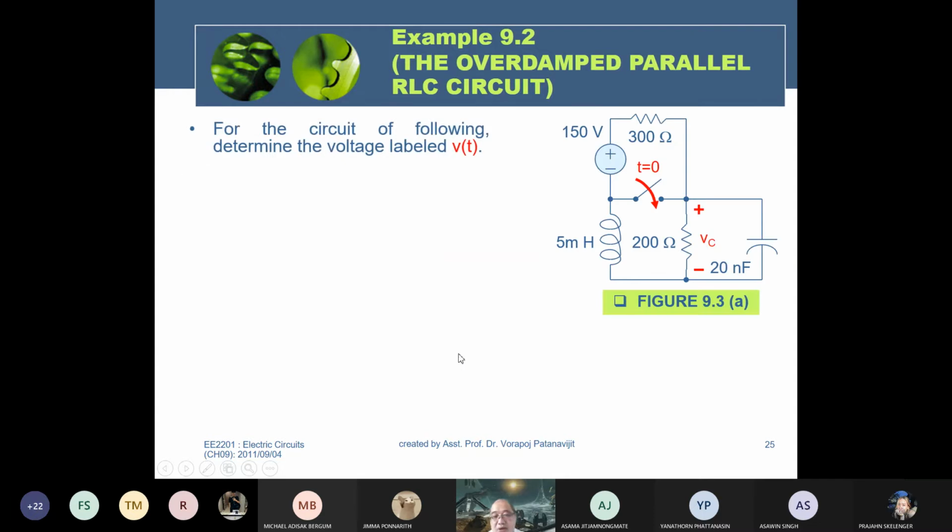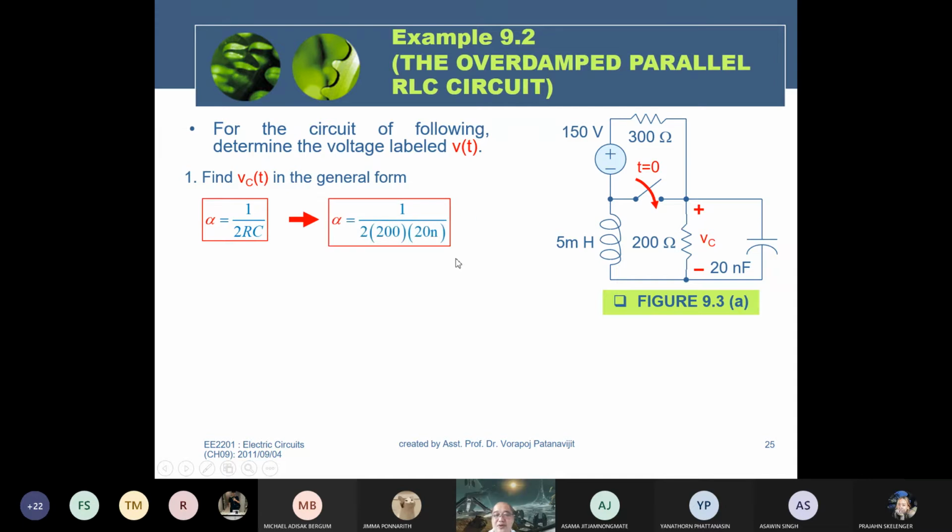Okay, I will provide you this example. Determine the capacitor voltage. Checking first, for time less than 0, the switch is open and the source has been driving the circuit. Okay, and it makes this circuit fully charged.